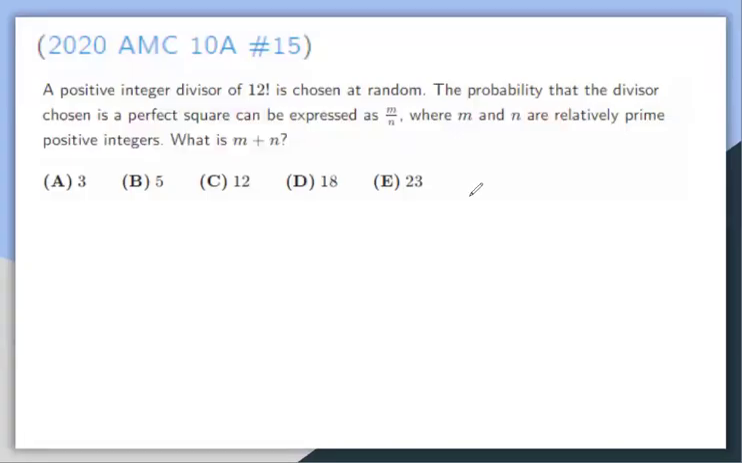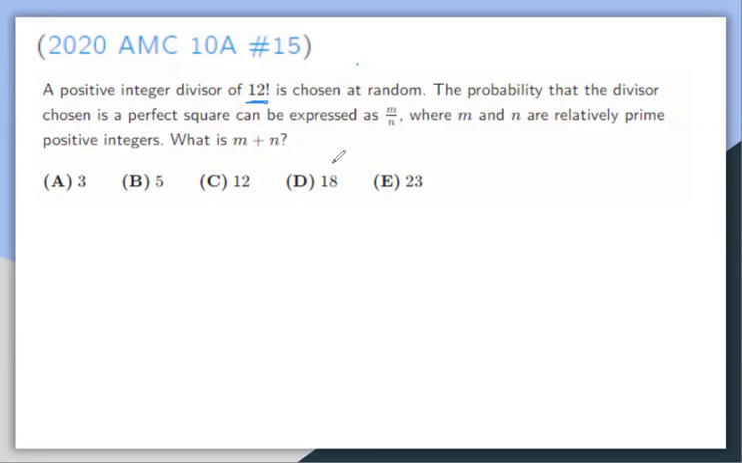Okay, so we have another AMC 10 problem. This was number 15. It's just a counting question for a divisor. We are given a number, which is 12 factorial, and we want to find a divisor that will be a perfect square, and then that's the probability that we are looking for.